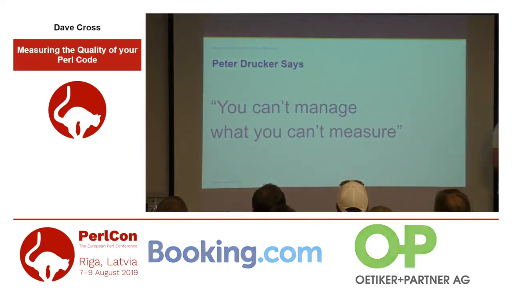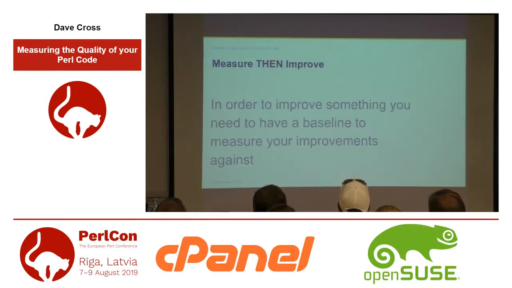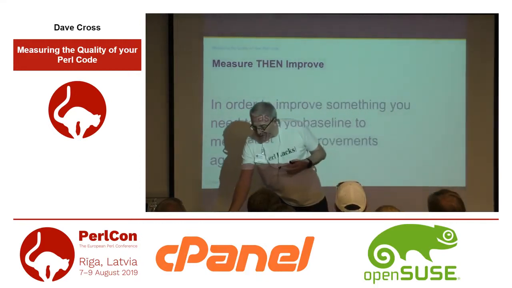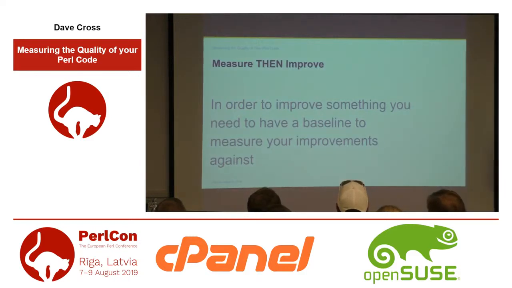Peter Drucker is a management consultant, and one of the things he says is you can't manage anything that you can't measure. What he means is that in order to improve something, you need to have a baseline measurement that you can measure that improvement against.